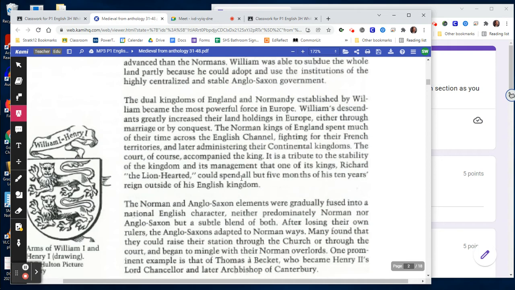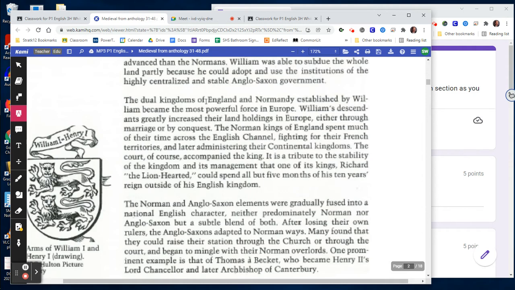William's descendants greatly increased their land holdings in Europe, either through marriage or by conquest. The Norman kings of England spent much of their time across the English Channel fighting for their French territories and later administering their continental kingdoms. The court, of course, accompanied the king. It is a tribute to the stability of their kingdom and its management that one of its kings, Richard the Lionhearted, could spend all but 5 months of his 10 years' reign outside of his English kingdom.